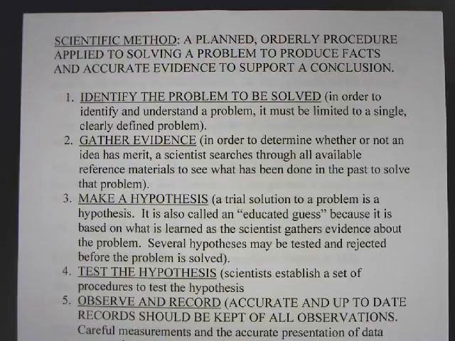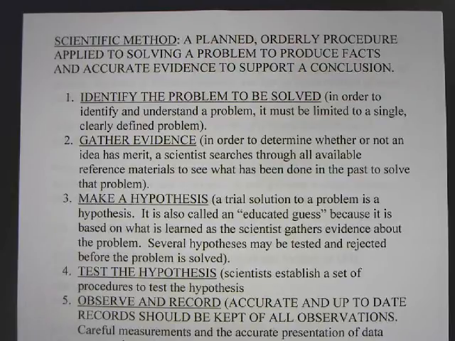Number two, gather evidence. Before I go out and start solving a problem, maybe somebody else already did this, or maybe someone else had started to do this, so I'm going to take the research that they have and work with it before I go on and pretty much start from scratch. Number three, make a hypothesis. A hypothesis, we learned in elementary school, was an educated guess, and it's called an educated guess because you base it on facts that you know to be true.